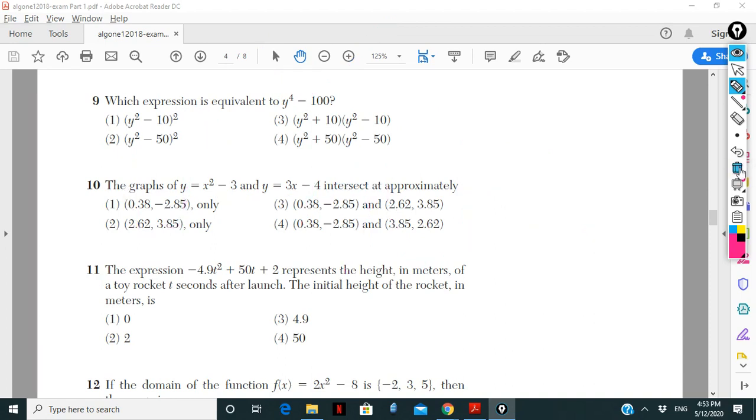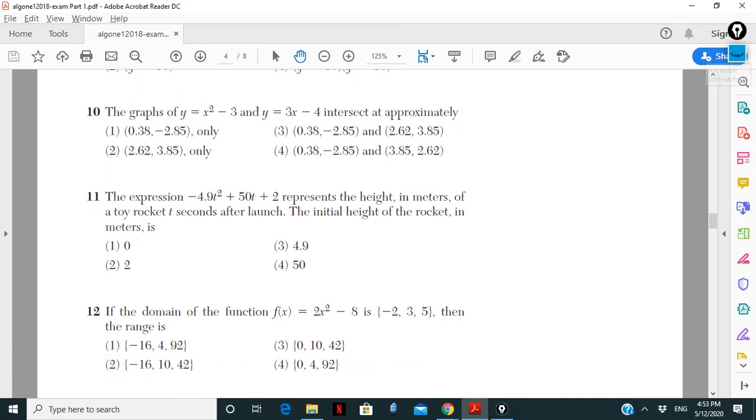Question number 10. The graph of y equals x squared minus 3 and y equals 3x minus 4 intersect approximately... So what does it mean? I'm going to look for the y values.